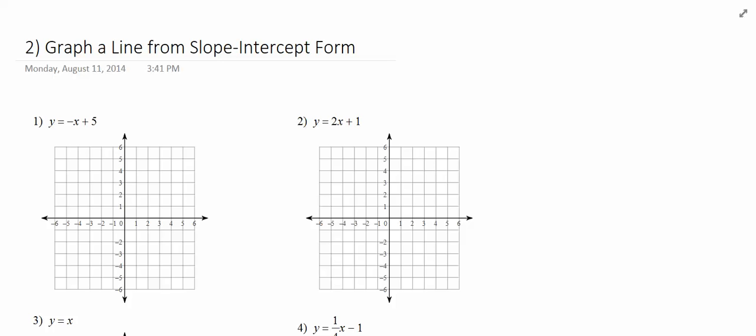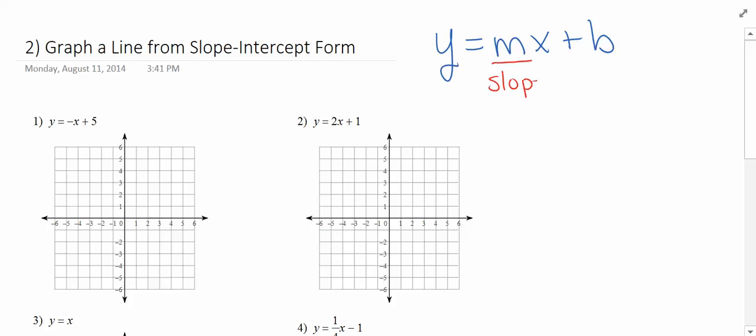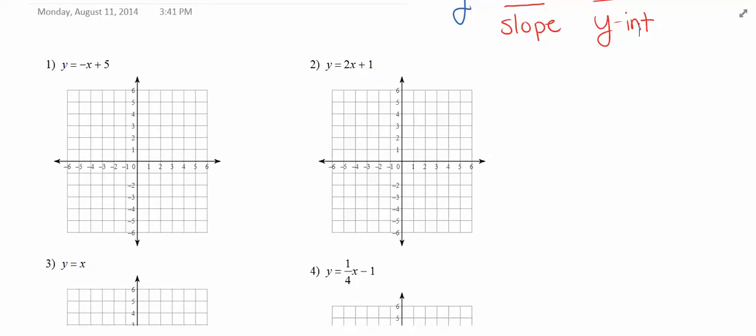This is for Algebra 1, Unit 3 graphing, and we're talking about graphing a line from slope-intercept form. If you remember back to when we first started talking about this, slope-intercept form is y equals mx plus b. Remember that m is your slope, or the steepness of your line, and b is your y-intercept, or where it crosses your vertical axis.